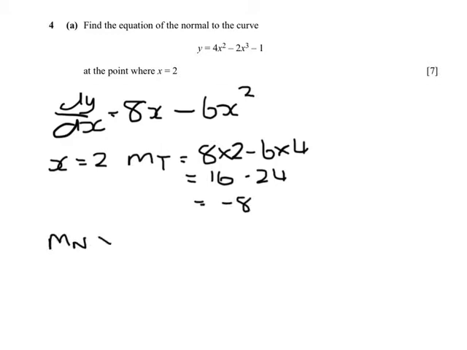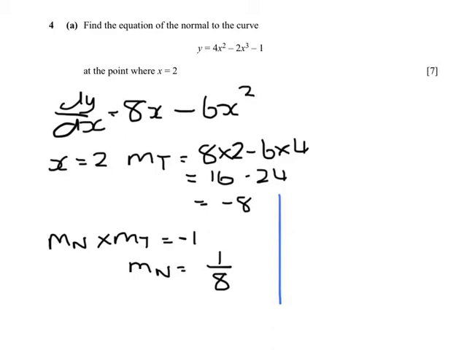Gradient of the normal times the gradient of the tangent is minus 1. So if we have a gradient of tangent of minus 8, gradient of the normal will be the reciprocal and change the sign, so that's 1/8. To be able to find the equation of a straight line, I also need to have a y value. So if x equals 2, y equals 4x squared minus 2x cubed minus 1. So that's 16, take away 16, take away 1, which is minus 1.